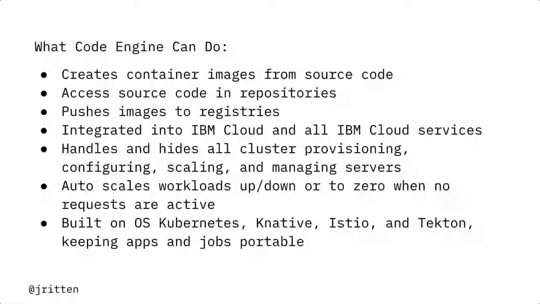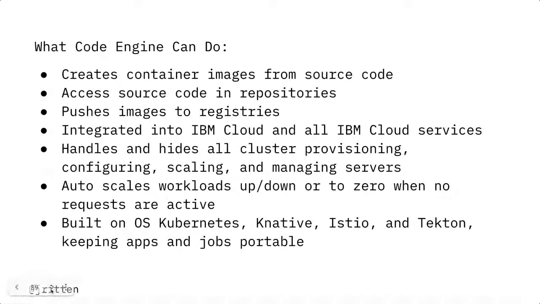So you're not paying for a stale application, right? It's only going to provision an instance when it's receiving requests, so that you're not getting charges when it's not receiving and responding to requests. And it's built on OpenShift Kubernetes, Knative, like we looked at, Istio and Tekton. So you can look at that in that architecture image that I put there. And most important, it keeps your apps and jobs very lightweight and portable.